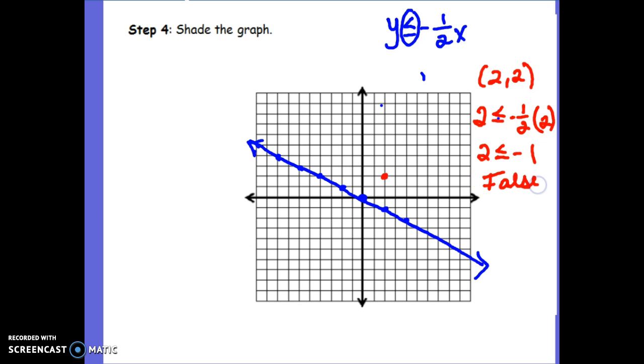Because that's a false statement, that means instead of shading the side with 2, 2, I'm going to shade the other side. So we want to shade this side, because it was false. So we shade everything on the other side. And that tells me everything on this side of the line satisfies the inequality.